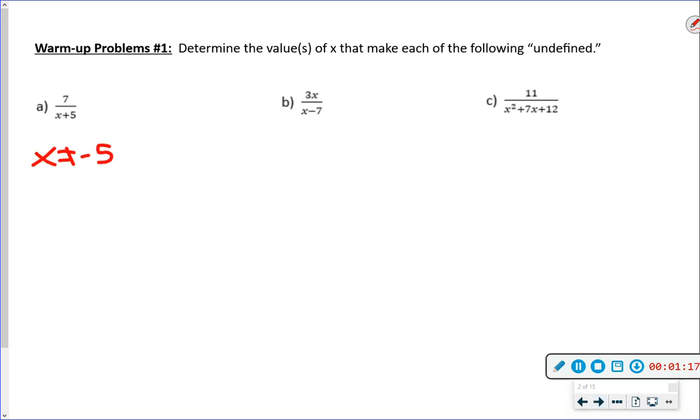So if I were to actually be doing the graph of that, there's my domain, all real numbers except that x can't equal -5, and I would have a vertical asymptote at -5. I'd have a line I'm not going to cross or touch because that makes your fraction undefined. All right, B, x can't equal what? 7. 7 minus 7 makes 0 under the line.